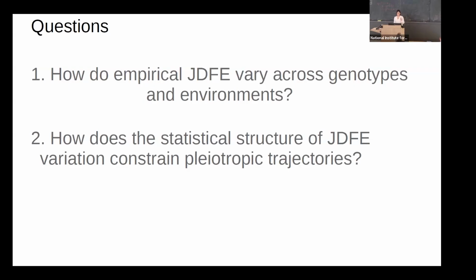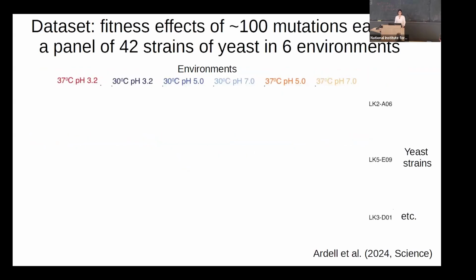To start answering this question, first, I'm going to present this data set, which was collected in the lab and published by the lab. I was not involved in this project, but in this data set, they measured the fitness effects of around 100 mutations in a panel of 42 strains of yeast in 6 different environments. You can see our environments right here, where we have different temperature and pH combinations. I just showed 3 representative strains, but as you can see, there are many more strains.